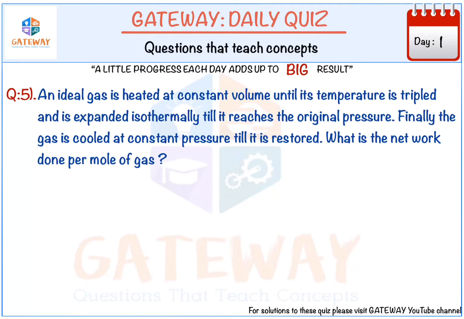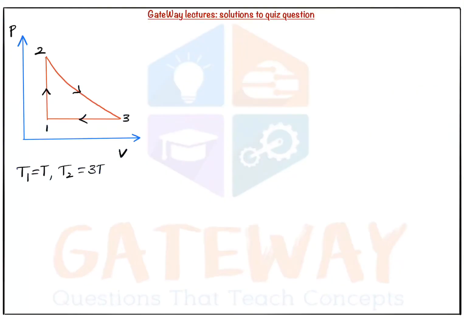So first, initially it is at some temperature T and it is heated at constant volume, then V1 will be equal to V2, and until its temperature is tripled, then T2 is equal to 3 times T1, and it is expanded isothermally, then T2 is equal to T3, that is equal to 3 times T1, till it reaches the original pressure. So finally the gas is cooled at constant pressure till it is restored to the initial condition. What is the net work done per mole of gas? So we need to calculate per mole of gas.